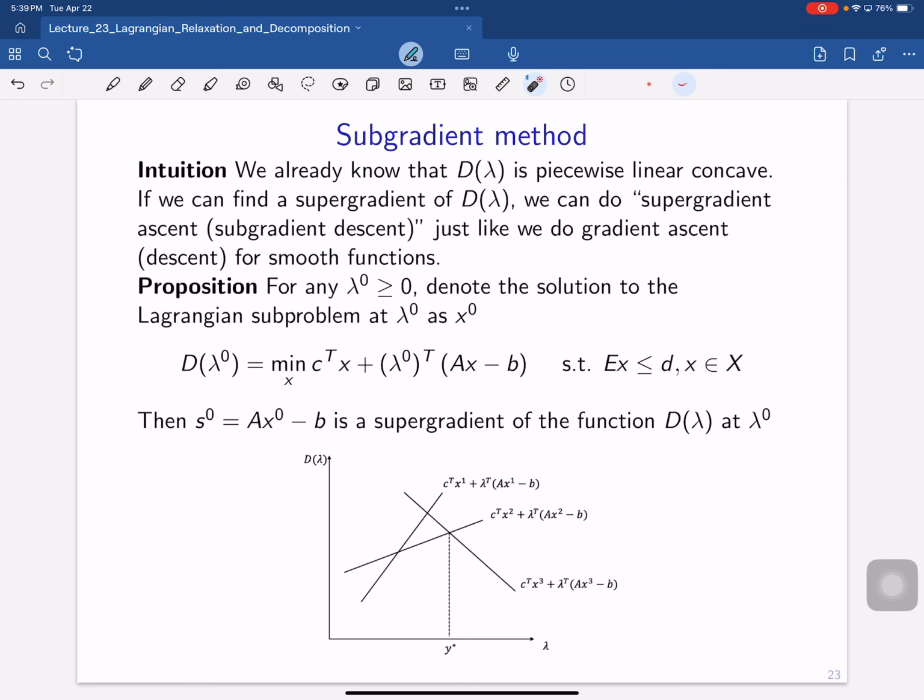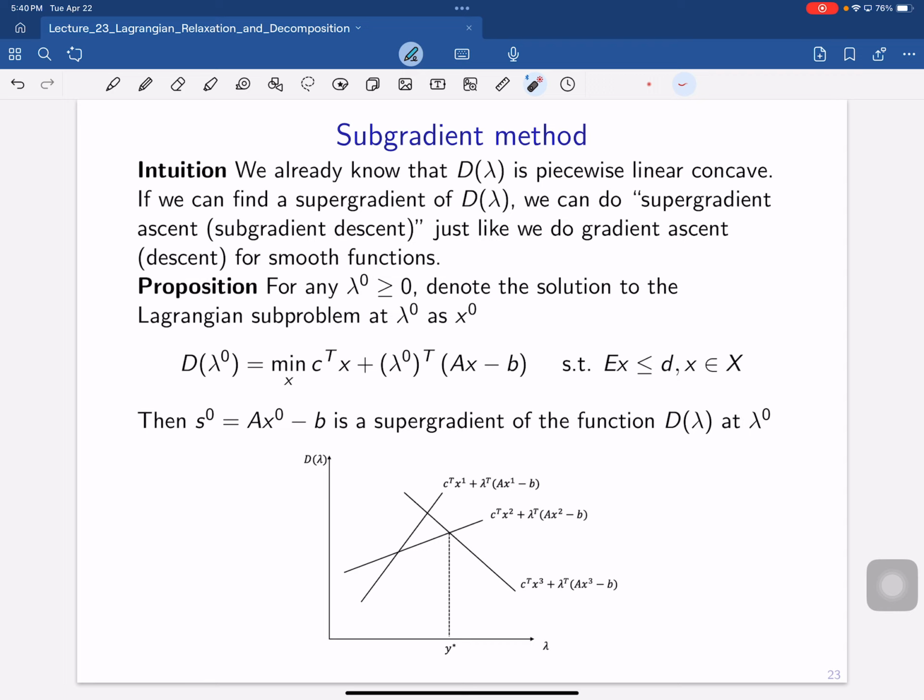The idea is the following. At a given point in d lambda, since we know d lambda is a piecewise linear function, we want to maximize a piecewise linear function. Then you can do what we call supergradient ascent or subgradient descent. You want to maximize a concave function, then you can move along the supergradient direction. Now the question is, how do we get a supergradient for the function d lambda?